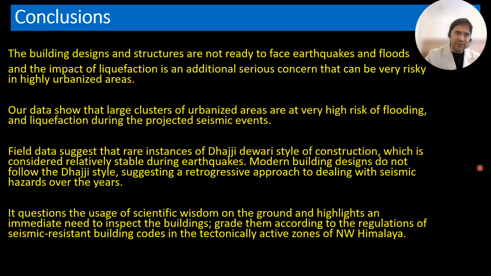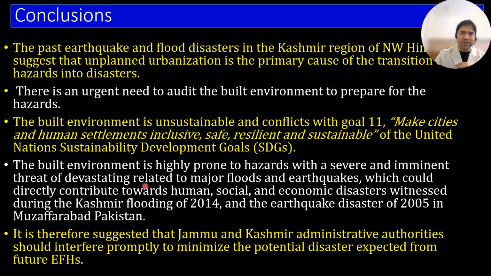The field data suggests that the rare instance of Dhajji Dewari style of construction is considered relatively stable during earthquakes, yet modern designs do not follow this style, suggesting a retrogressive approach in dealing with seismic hazards over the years. It questions the use of scientific wisdom on the ground and highlights an immediate need to inspect buildings and grade them according to the seismic resistant codes in the tectonically active zones of the northwestern Himalaya. So there is an urgent need to audit the built environment to prepare for the hazards.